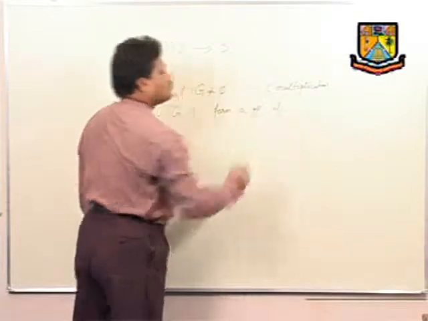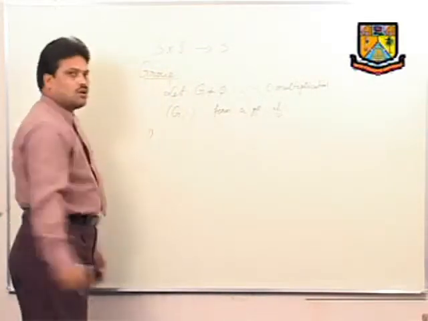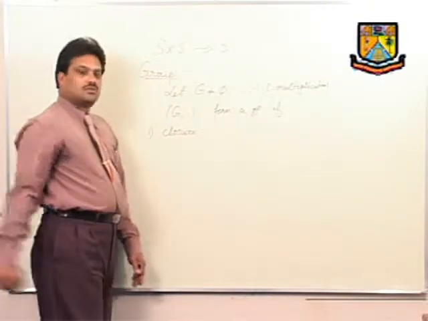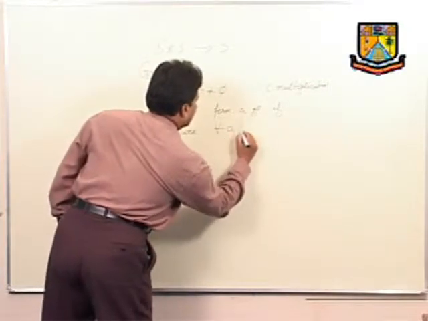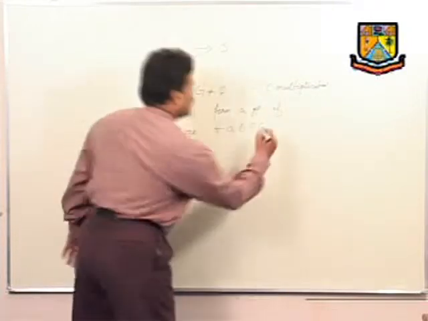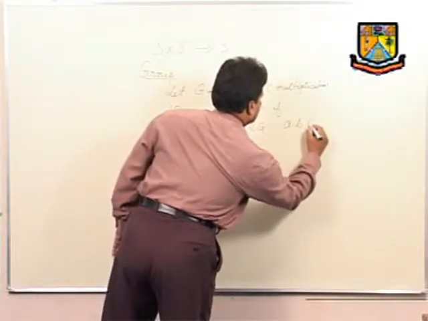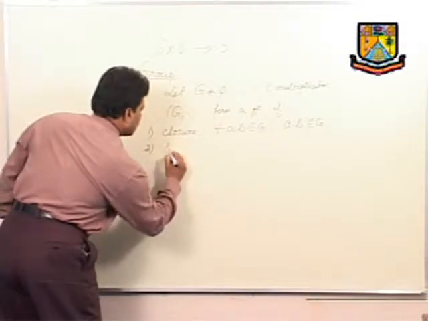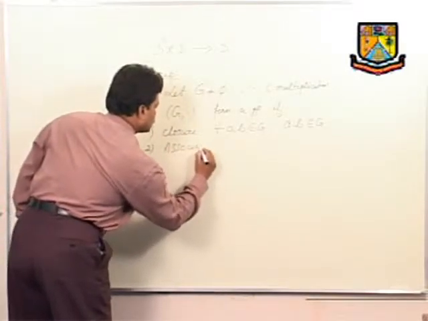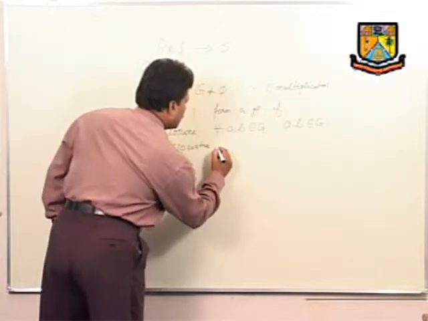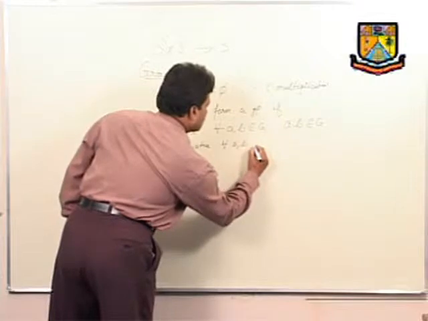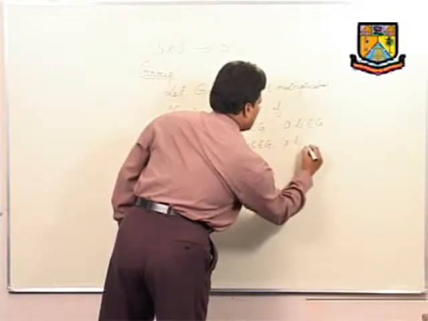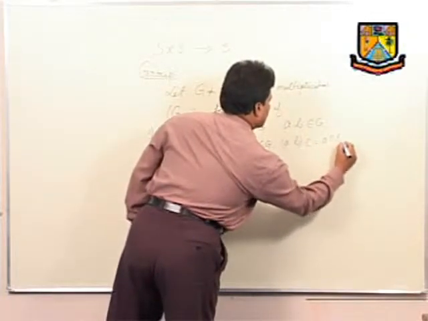G comma dot is said to form a group if the conditions, the axioms here, are: the first one is closure property, for a pair of elements a, b in G, a dot b is in G. Second, associative property, that is for a, b, c in G, a dot b dot c equals a dot b dot c.